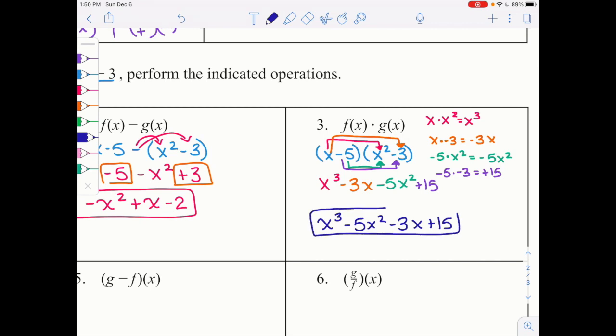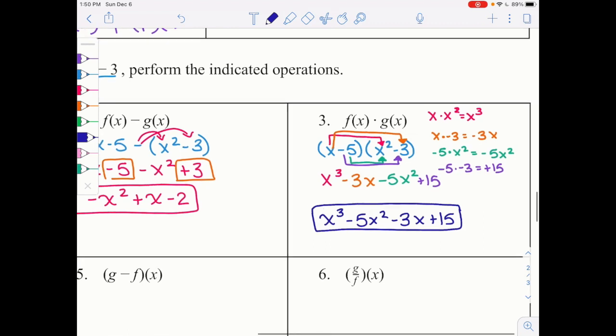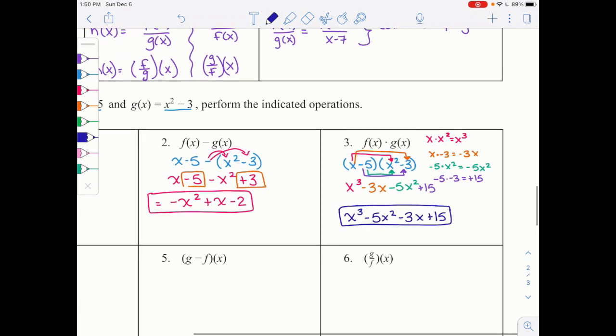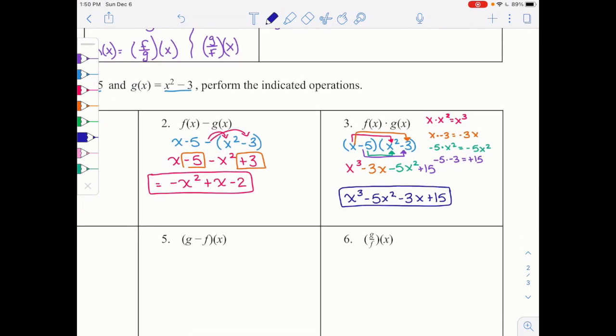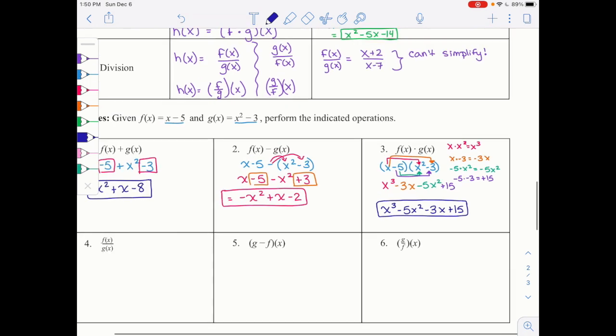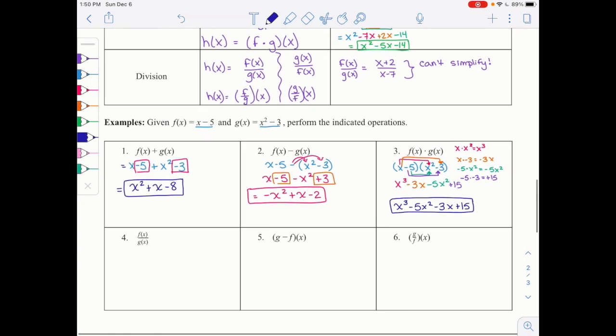So I multiplied together a linear function, right? X minus 5 is linear, and then I multiplied it with a quadratic, x squared minus 3, to get a cubic. A cubic because the highest exponent is 3, so then that made a cubic function.